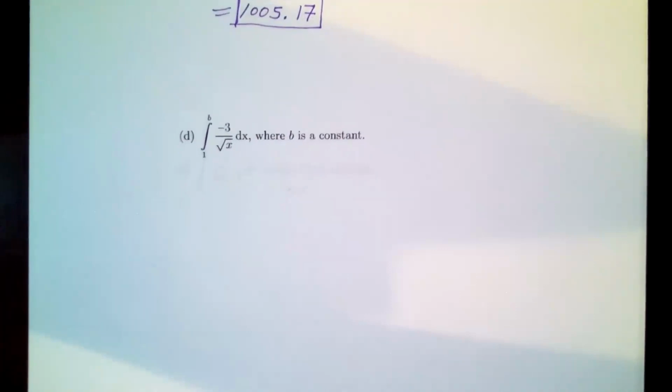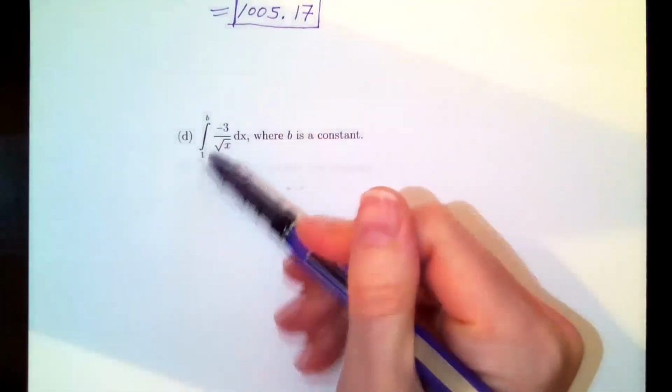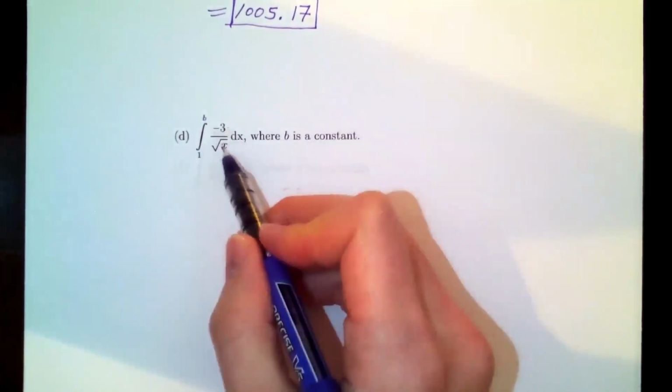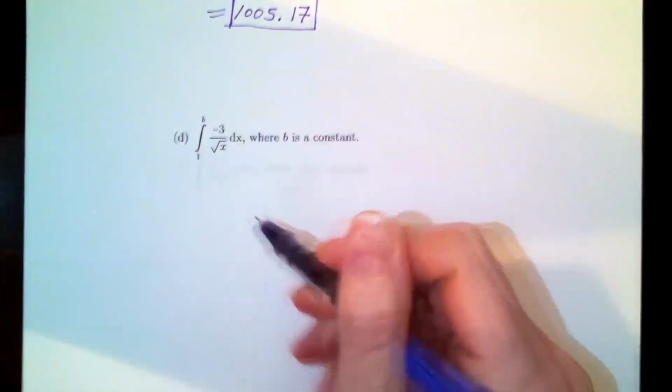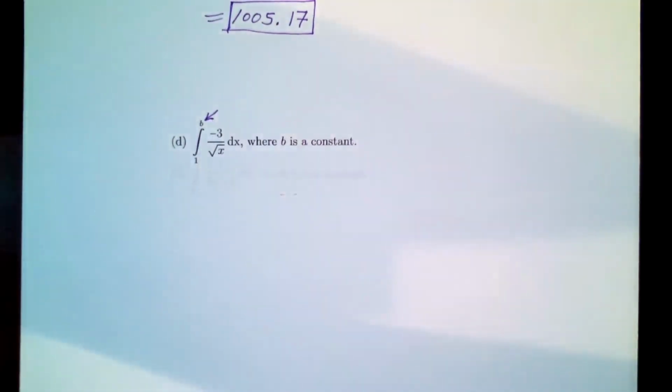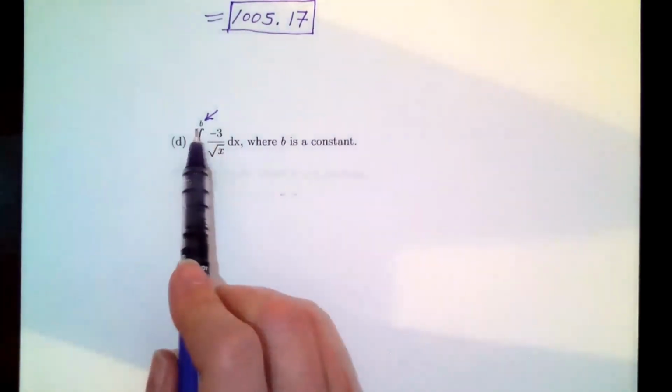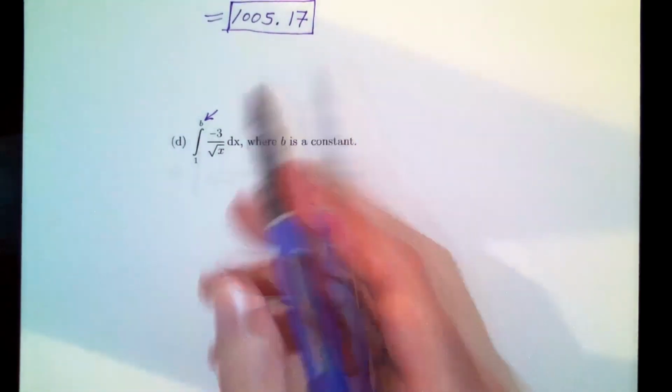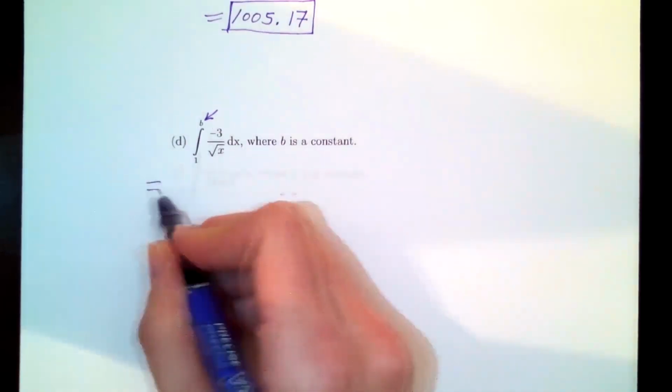Let's do part D here. We have the integral from 1 to b of -3 over square root of x dx, where b is a constant. So they're saying, well, let's treat this as a number. We're going to pretend it's a number, but it's going to be some random number. We don't know exactly what it is, but we still have to treat it as a number. That is, treat it as a constant. So that means that I'm going to do exactly the same thing I normally would. And don't pay attention to that b at all until you get to the point where you're supposed to start plugging it in. So let's first think about how I would integrate this.